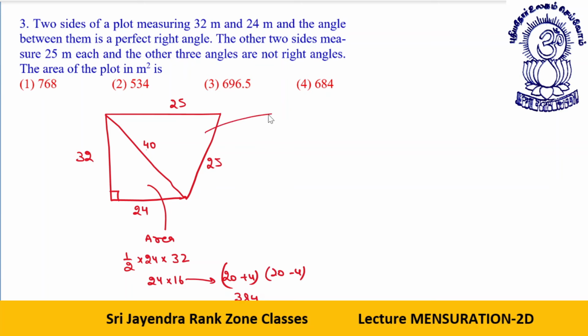This is done. Now the area for this will be, first of all, what will be the semi perimeter for this? Semi perimeter will be 25 plus 25 plus 40. Either you can calculate the semi perimeter by this method, or there is an easy method. Look, my dear friends, I won't do semi perimeter here. Look, I'm gonna tell you a very good method.